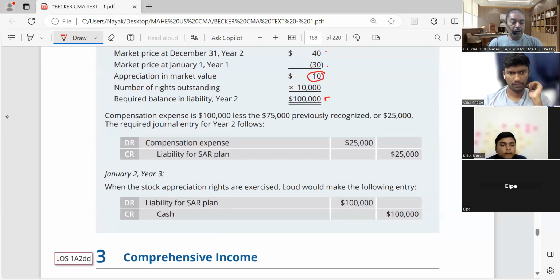SAR calculations are understood. So we'll stop here for today. We'll continue tomorrow, same time, 6 o'clock. Okay.